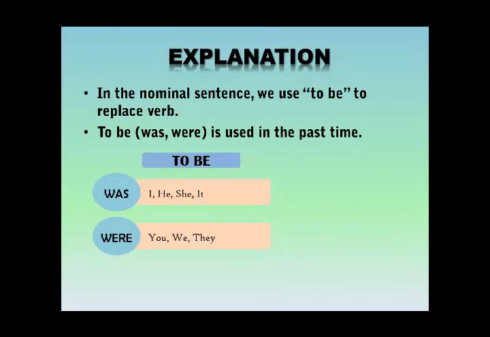In the nominal sentence, we use to be to replace the verb. We use to be was and were in the past time. To be was is for subject I, he, she, it. To be were is for subject you, they, we.